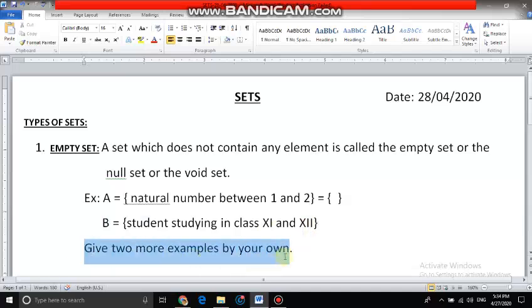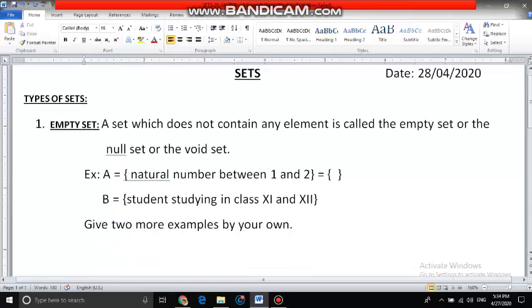So now what you have to do, think on your own and give two examples in your notebook when you copy it. Write two more examples. I have given A and B, so you write C and D, two sets which are examples of an empty set.